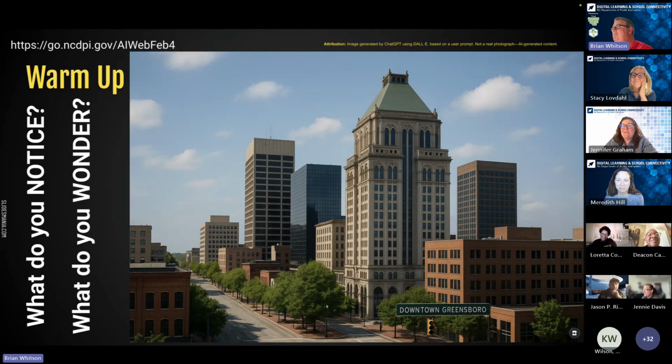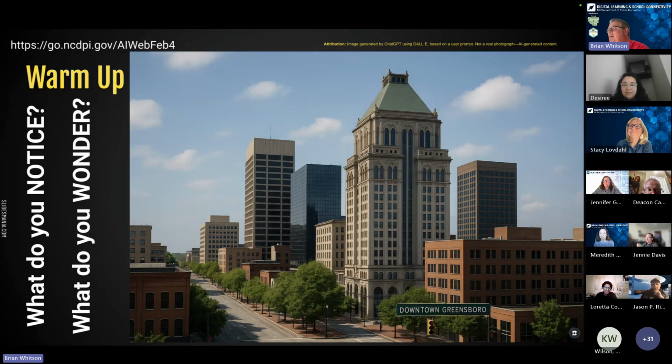Okay, so let's see what we're seeing. There's no cars in the street. It looks very smooth, very clean, almost like a drawing. There's no people there, and this is downtown Greensboro, which would be very unusual, not to see any cars or people. The tall buildings, but wonder why the old building is there.